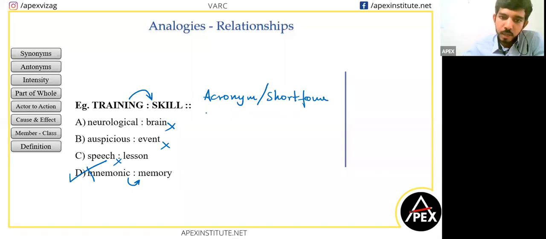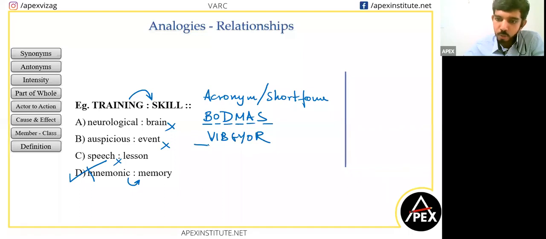So, for example, I have a shortcut which we use for maths, BODMAS. So we have brackets, division, multiplication, addition, subtraction. This is the order in which you are supposed to solve. Yes. And there is VIBGYOR, which tells us the colors of a rainbow or the colors of a spectrum, or highest frequency to lowest frequency. So this is VIBGYOR.